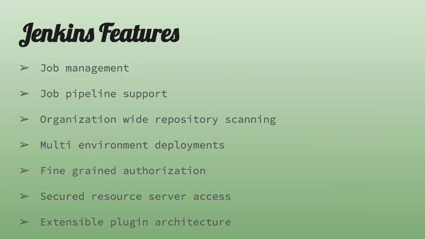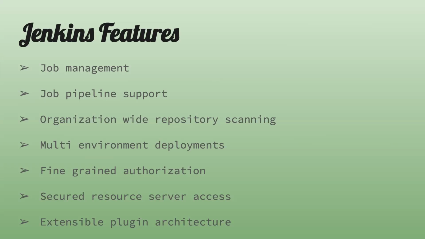Okay, so let's first go through the features that Jenkins provides. Basically, it provides build job management. A job is basically when a developer commits a change to the code repository, that change should be automatically pulled, built, and deployed into a specific environment. That is a job. That job can be managed through Jenkins, and you can define separate workflows for these jobs.